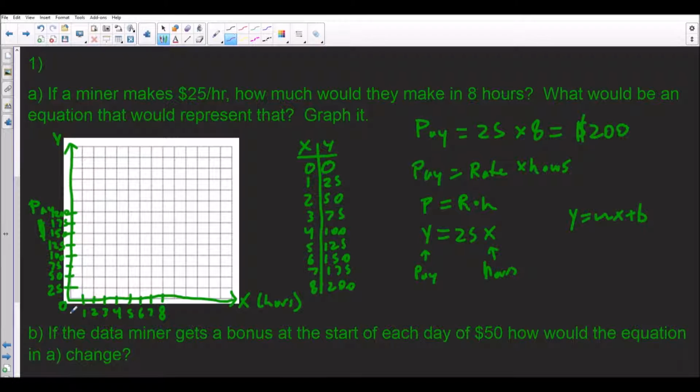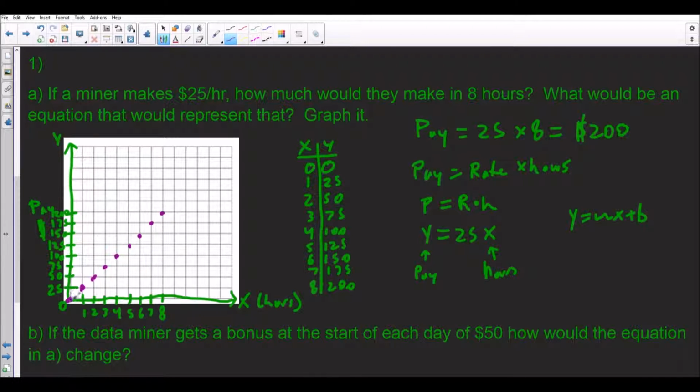Okay, so our first point is just 0, 0. And I'm going to plot this in purple so it's easier to see. So 0, 0 is our first point. Our next point is 1, 25. Next point is 2, 50. Then we have 3, 75. We got 4, 100. 5, 125. 6, 150. 7, 175. And 8, 200. So this is the graph that shows us how much we would make.